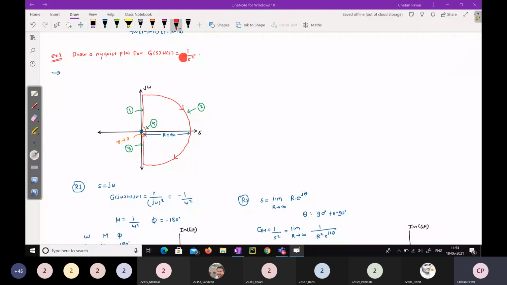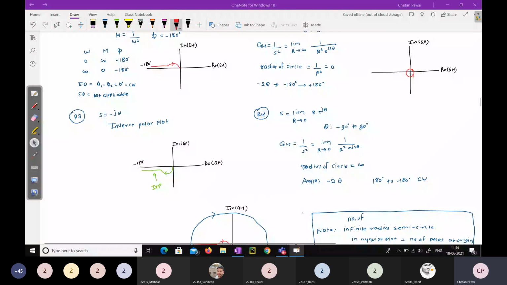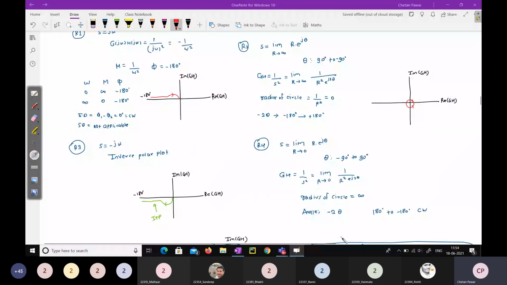Okay, so if you see here, this region 4, the small radius circle, is mapped using this open loop transfer function. So in the GS plane, what did we get? In the GS plane, we got an infinite radius circle. Mapping of that small circle results in the infinite radius semicircle, which will start from plus 180 degree and end at minus 180 degree. And the radius will be infinity.